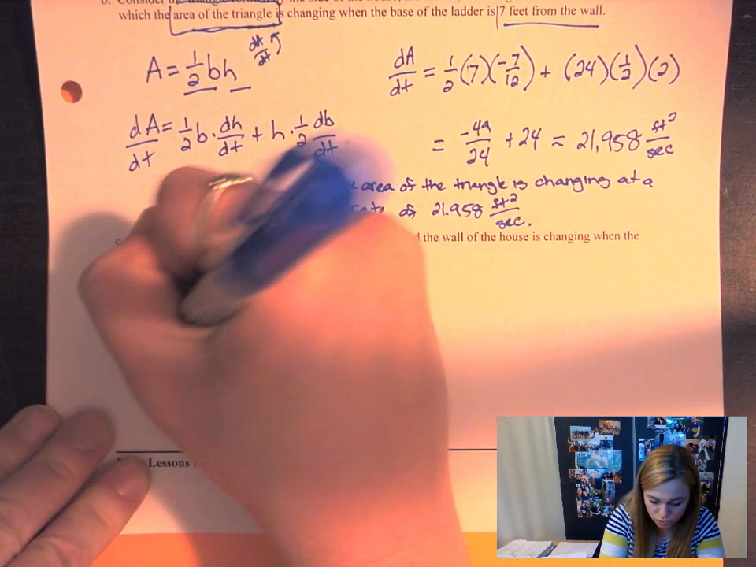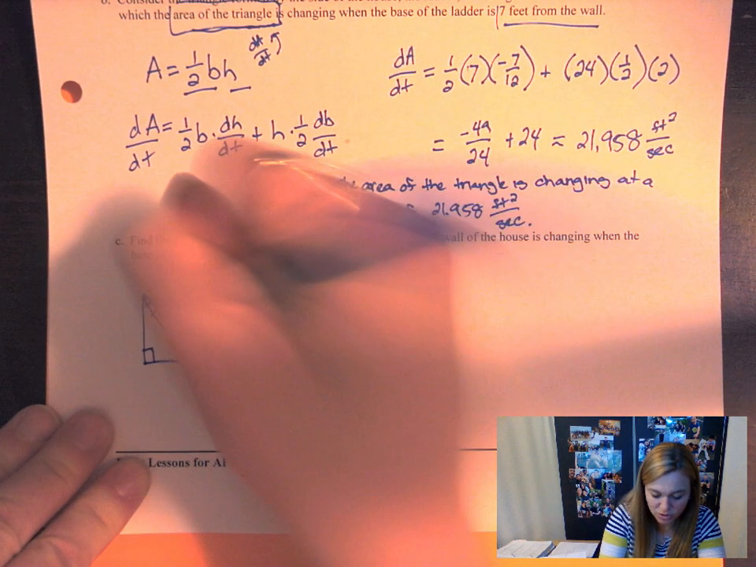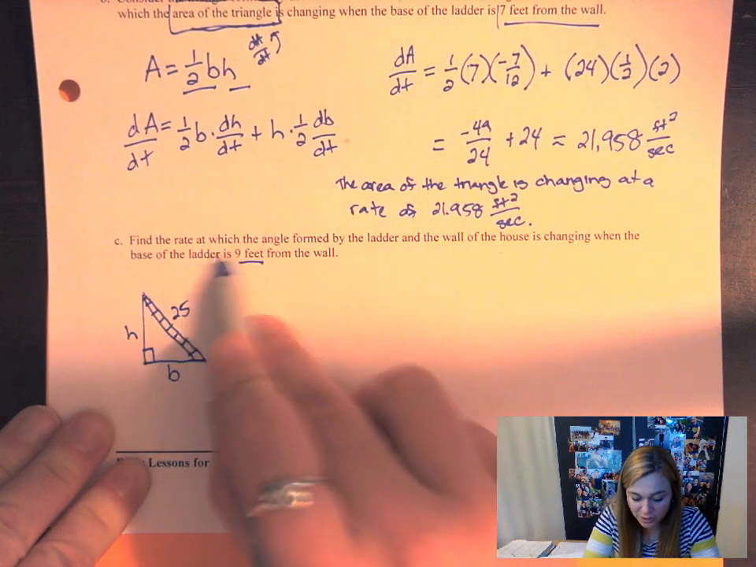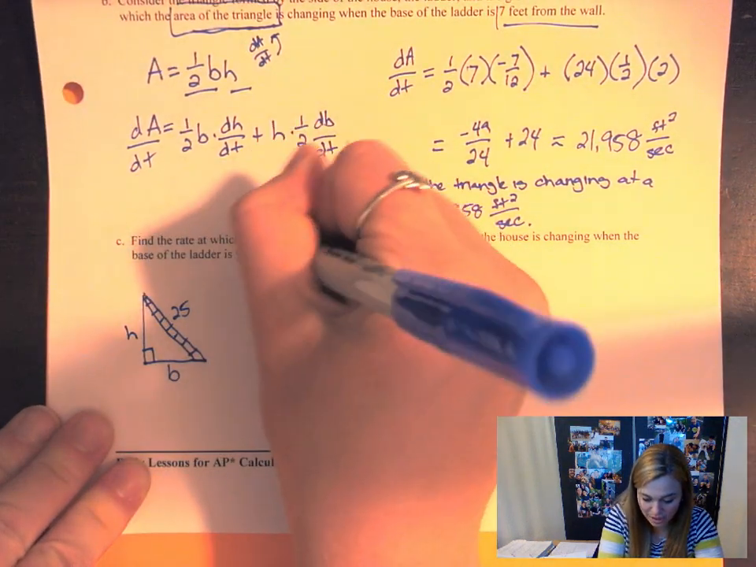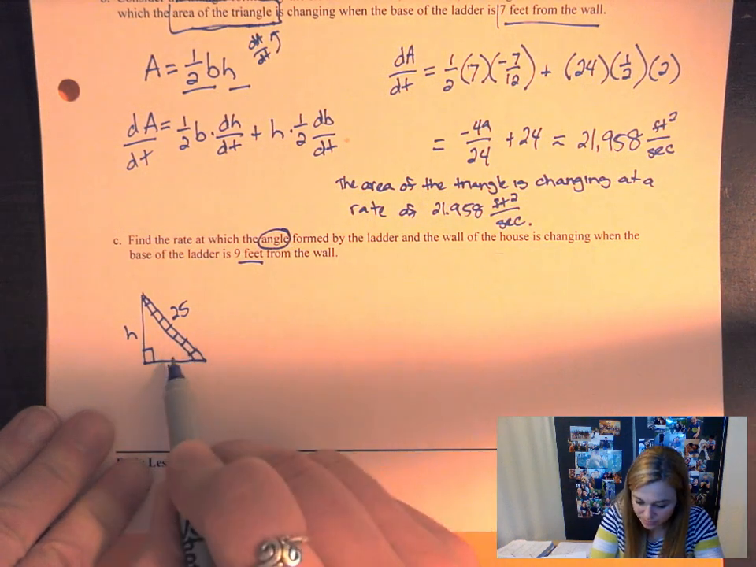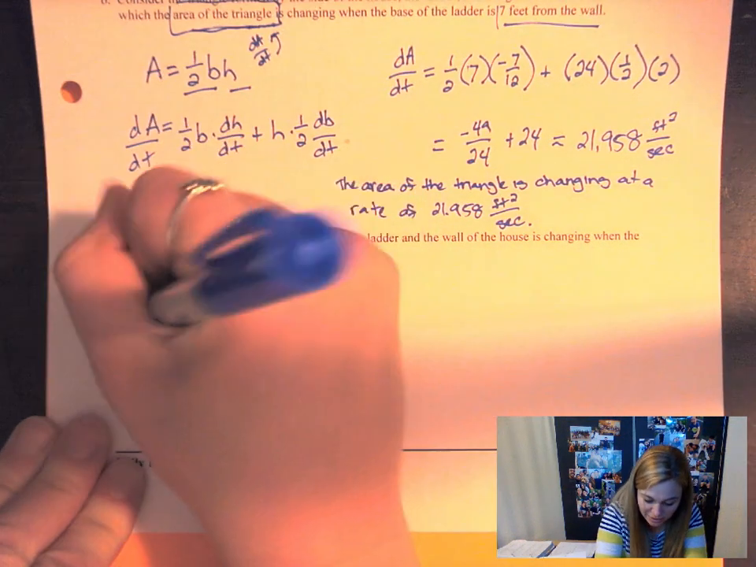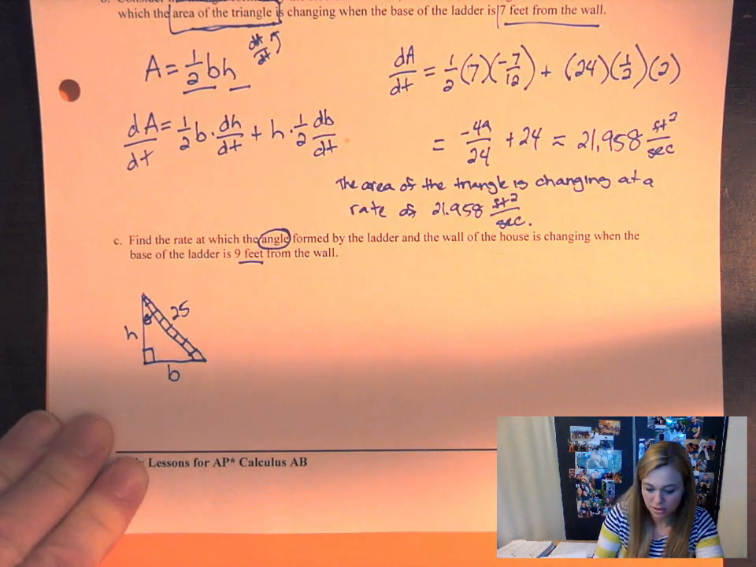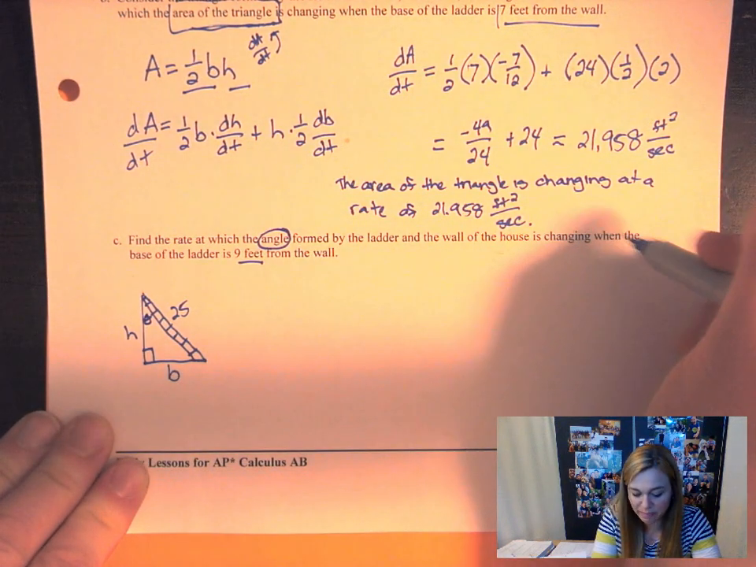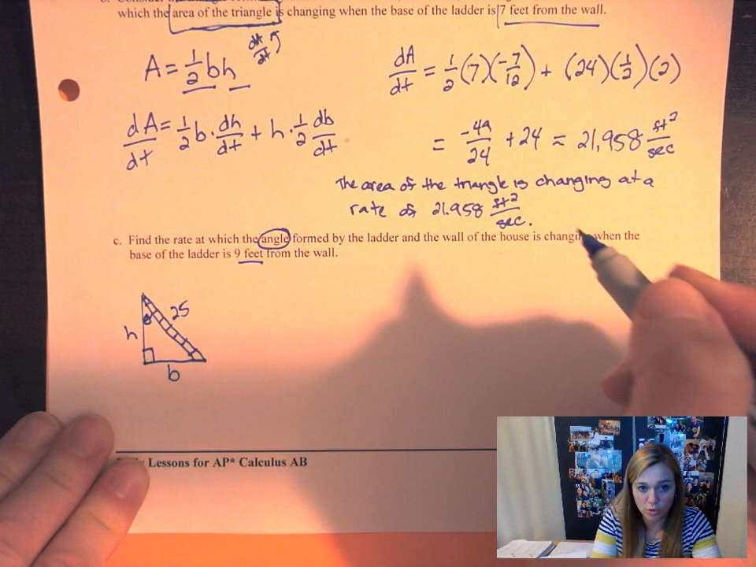This one says find the rate, so I'm going to do the same thing as before, just so I know where everything is. 25 is still constant. This is still my base. This is still my height. Find the rate at which the angle formed by the ladder and the wall, so this is the ladder, and the wall of the house would be this angle up here. I called it theta. You can call it x or something else if you want. It's changing when the base of the ladder is 9 feet from the wall.